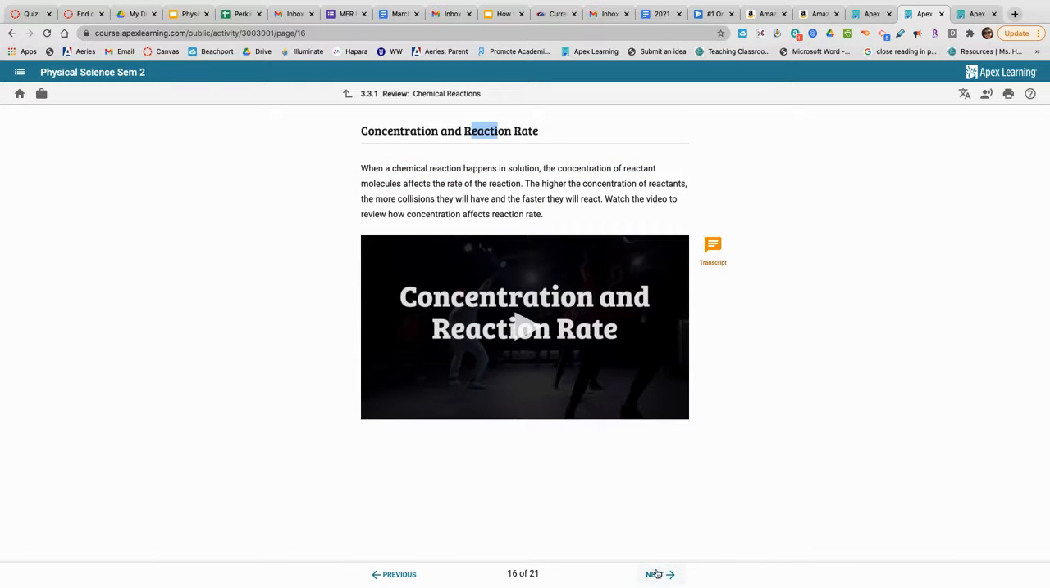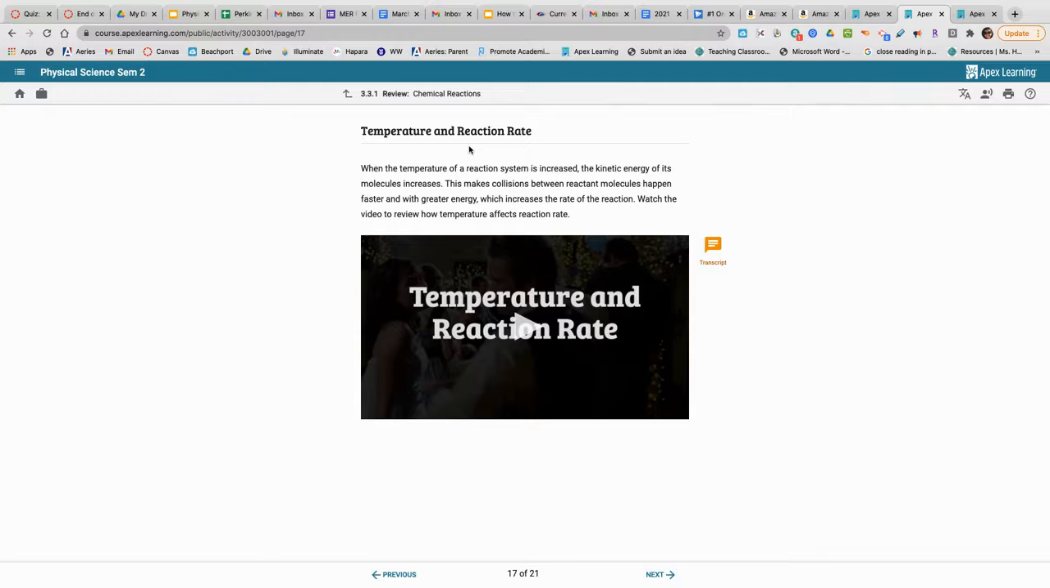That's the take-home message. Temperature, it's the same idea. If you increase the temperature of the reactants, the molecules are going to move around faster. And if the molecules are moving around faster, there's a higher chance that they're going to collide. And when they collide, there's a higher chance that they will form new bonds. Okay? Temperature, increase the temperature, you increase the reaction rate. Again, I encourage you to watch the videos.